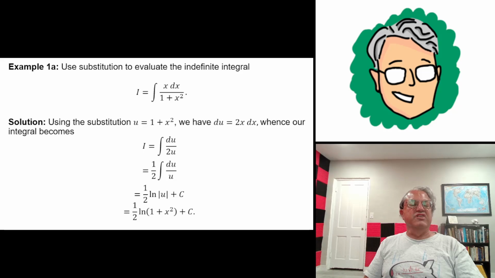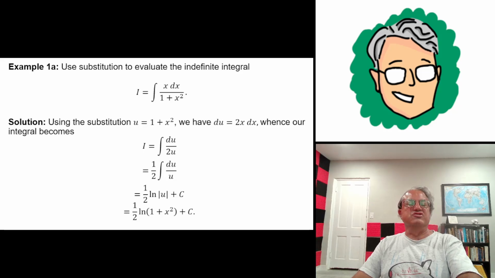So that's the answer. Usually when you do this, you want to differentiate back just to check. If you differentiate 1/2 ln of 1 plus x squared, I didn't do it here, you'll find that you get x over 1 plus x squared, which was the original integrand. So that's how you do the indefinite integral.